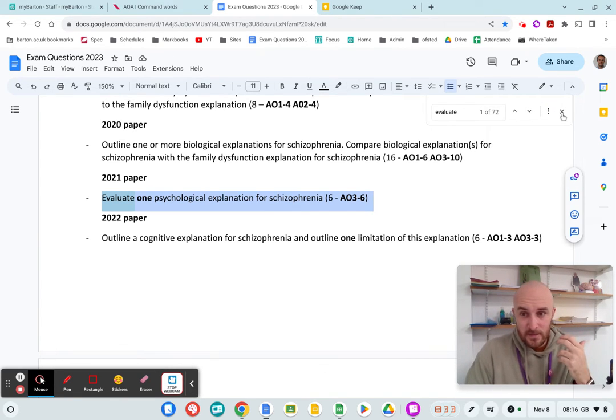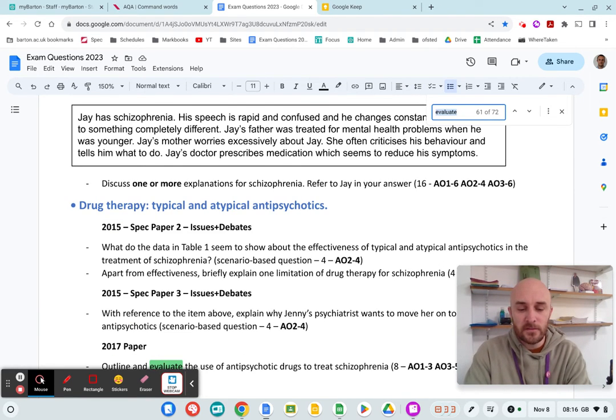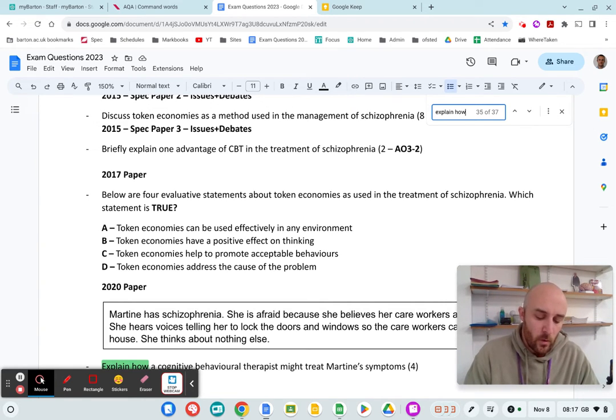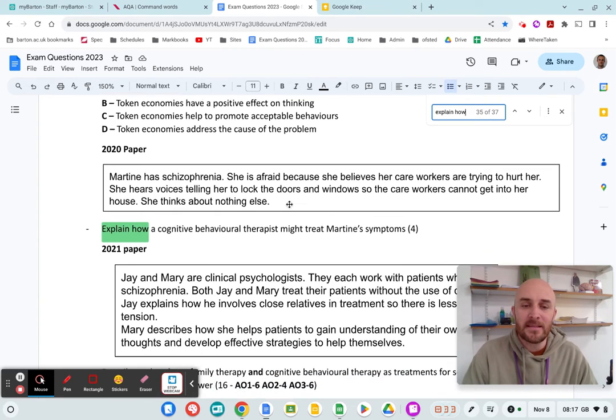The tricky ones, as I've said, are the explain questions. Now, let's start with explain how. Explain how, you are going to have to explain a procedure of some kind, and chances are it is going to be in context. It's going to be an AO2 question. There's going to be a stem. Let's have a look at this one here about Martine.